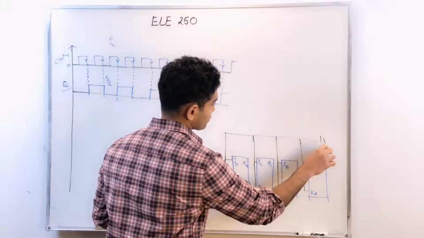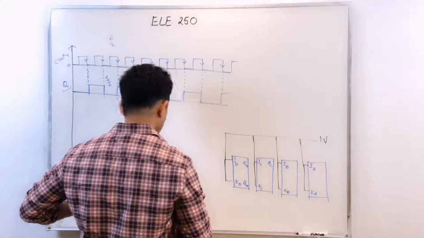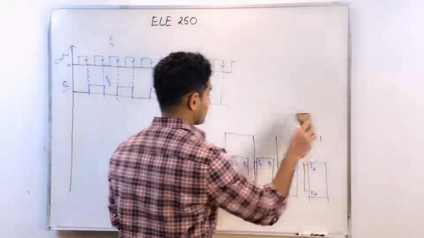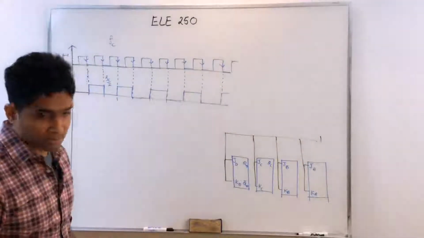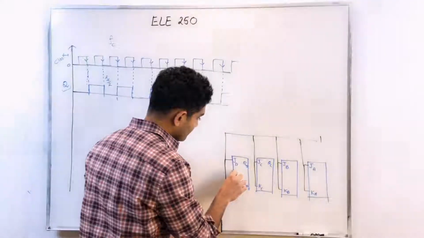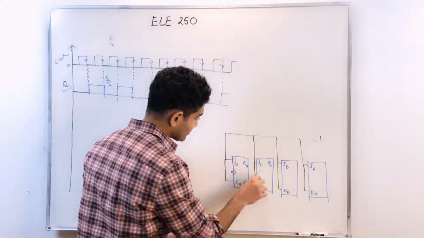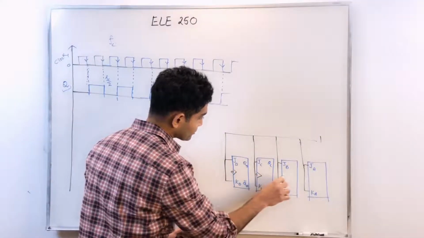I'm applying a constant voltage of not one volt, but logic level 1. It could be 5 volts. And so these are the clocks. These are the enable inputs.